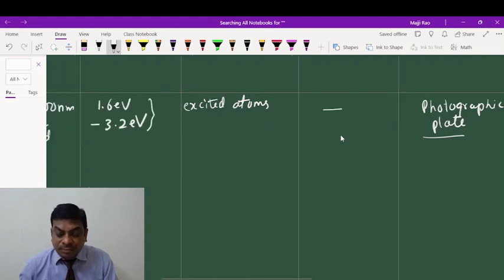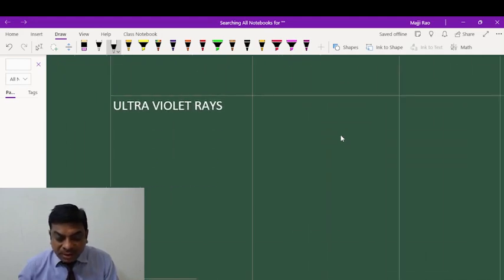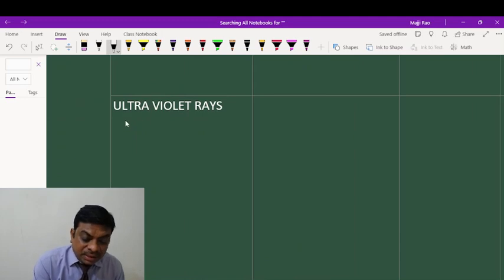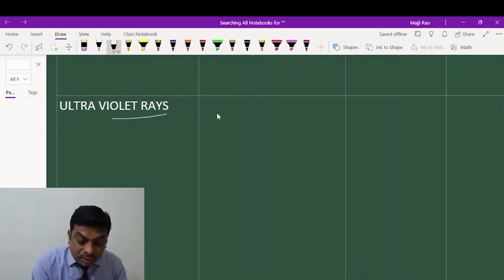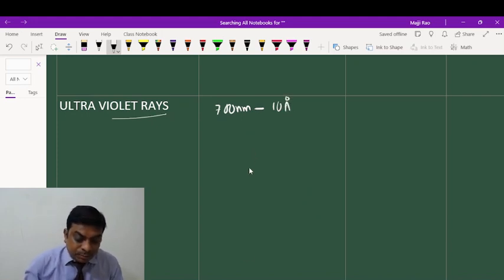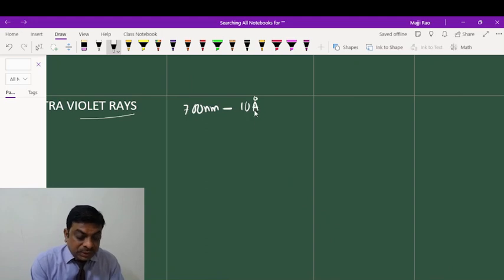Okay, students. Next, moving on to the next type, that is ultraviolet rays or ultraviolet waves. Their wavelength ranges from around 700 nanometer, which is the upper range of the violet color, to roughly around 10 angstrom. This is the wavelength range, and energy wise, I can write that it varies from 3.2 electron volt to roughly around 100 electron volt.